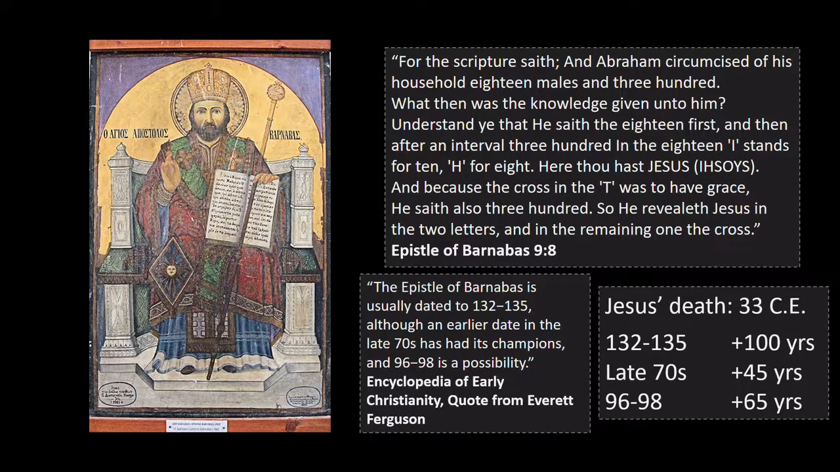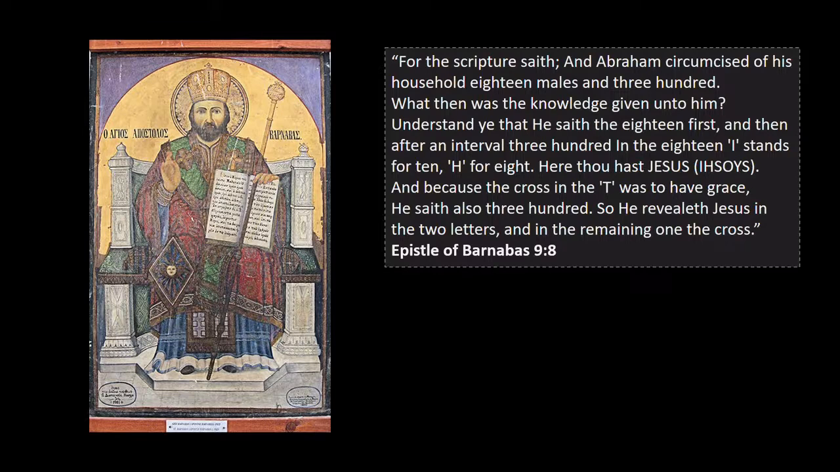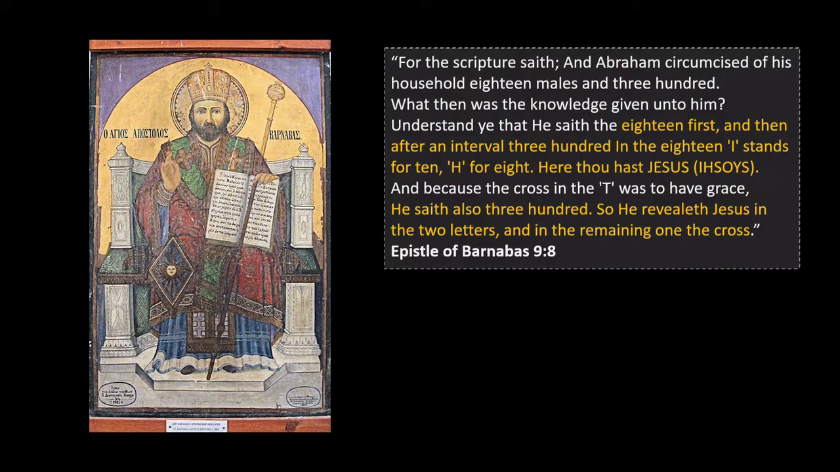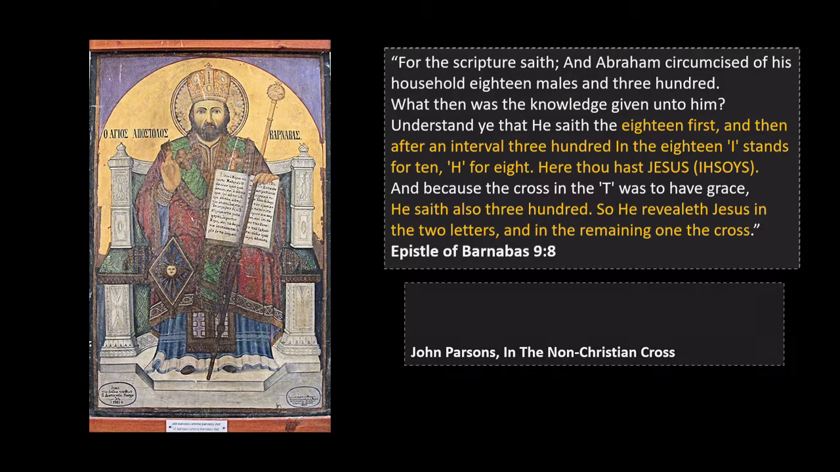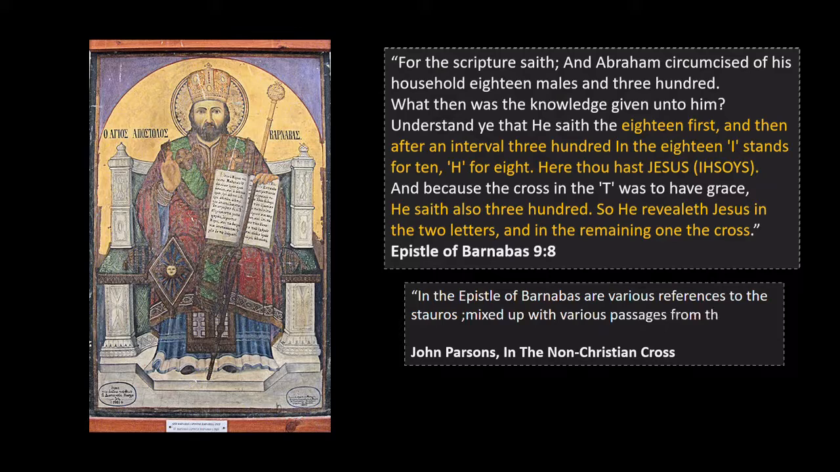More importantly, however, is his statement about the shape of the cross, which he creates a link seemingly out of nowhere using biblical numerology to the 318 servants mentioned in Genesis circumcised by Abraham, and the uppercase T shape of the cross to Jesus, which may have influenced his thoughts on the cross. As John Parsons writes, "In the Epistle of Barnabas are various references to the stauros, mixed up with various passages from the Hebrew scriptures, quoted without any justification."